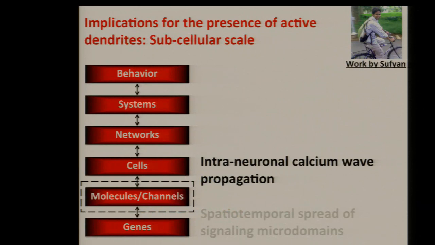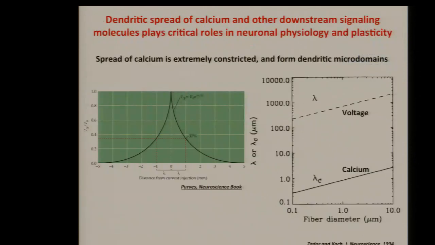Moving from here to here, as I said, we also look into what happens at the subcellular end of it, as to what kind of molecules and signaling mechanisms are present and how they spread and so on and so forth. So this is also Sufyan's work. This is about intraneuronal calcium waves that are present.